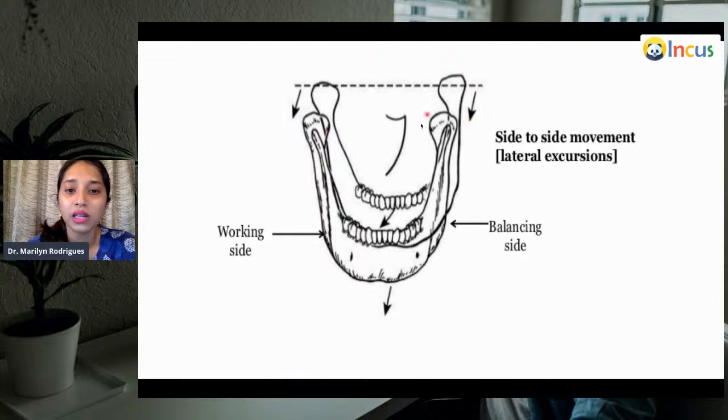But on your non-working side or balancing side, it bodily moves outside the glenoid fossa, and there is a translatory movement across an arc of motion, which is called the non-working side or the orbiting condyle, if you all remember from last time. So the same concept is applied here. When the mandible is moving to the right-hand side, the right is the working and the left is the balancing side. We need to know this before getting into the details of balanced occlusion.